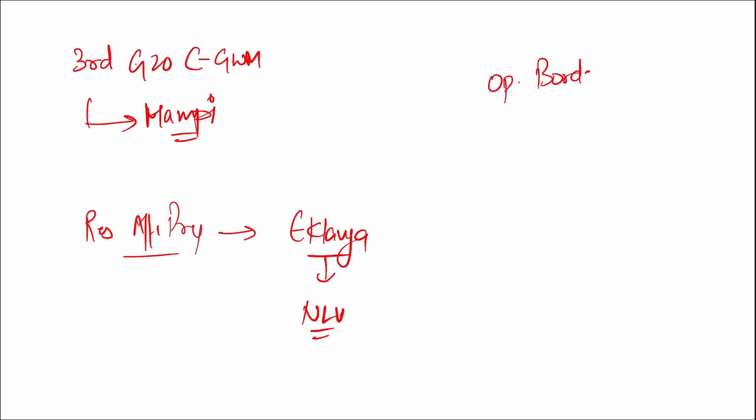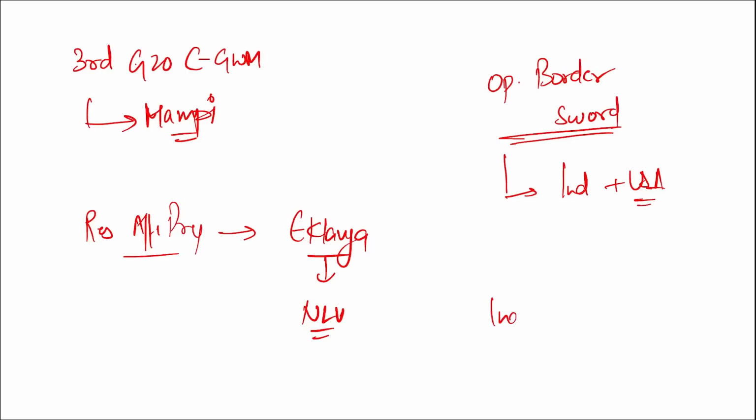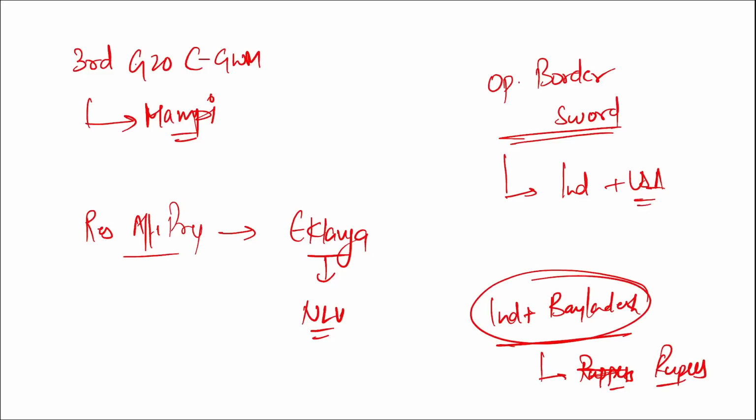Operation Border Sword. This Operation Border Sword was held between which two countries? India and USA. Border Sword, remember this. Then India, along with which country, will be settling their transaction in rupees? Which is it? It is India and Bangladesh. Correct? Here, India and Bangladesh, they will be settling their amount in Indian currency, that is rupees.